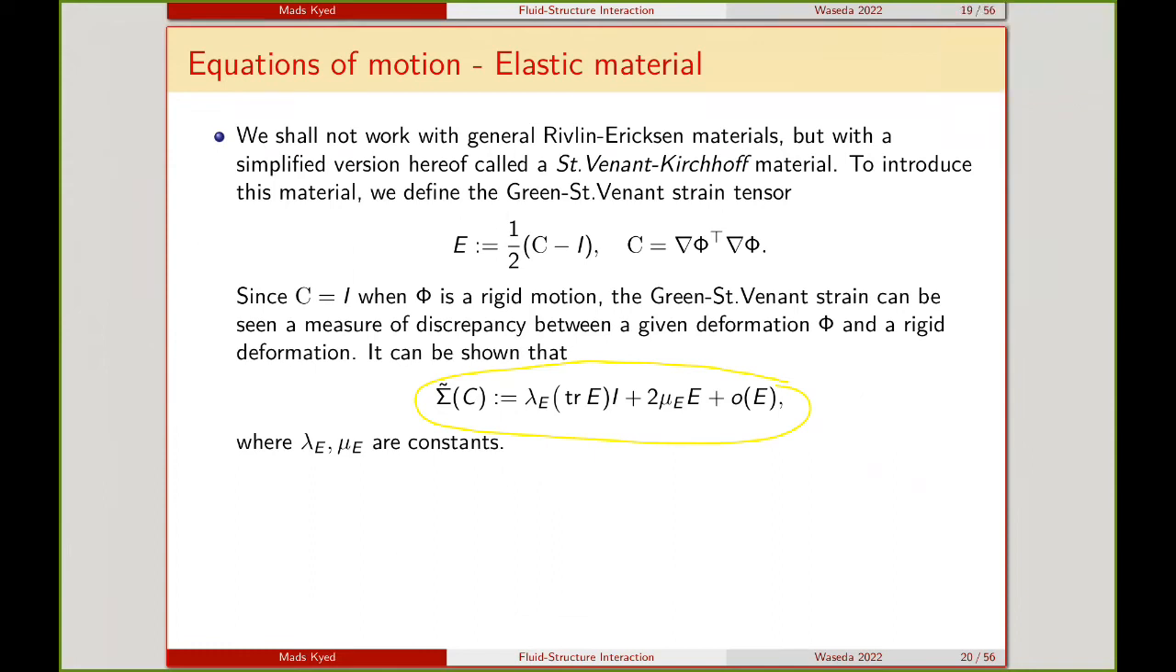So the Green-Saint Venant strain, in a certain way, and I know I'm doing a lot of hand waving here, is a measure of the discrepancy between a given deformation and a rigid deformation.